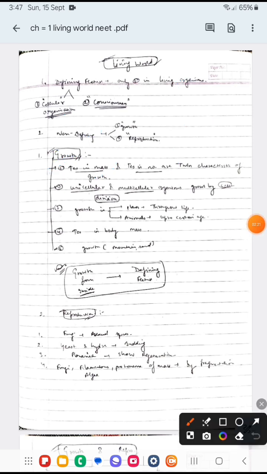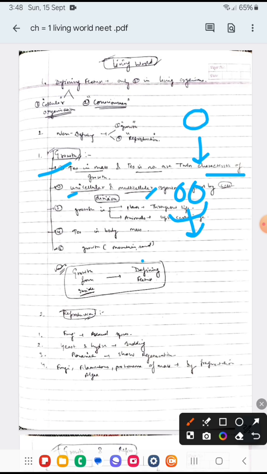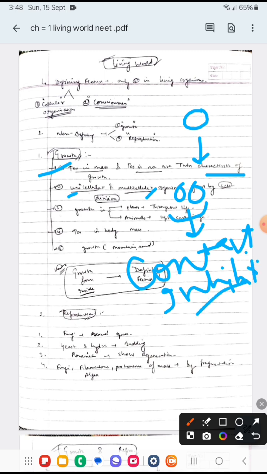When there is an increase in mass or number, that is the most important characteristic feature of growth. Sometimes NTA majorly asks it as an assertion or reason question: how is growth possible, by increase in number or by increase in mass. These two are the characteristics of growth. Second, unicellular and multicellular organisms grow by the cell division process. What do you mean by the cell division process? One parent cell is divided into two daughter cells, and now it will attain the property of contact inhibition. Contact inhibition is the property by which a parent cell only divides into two daughter cells mitotically. That is called the contact inhibition property.